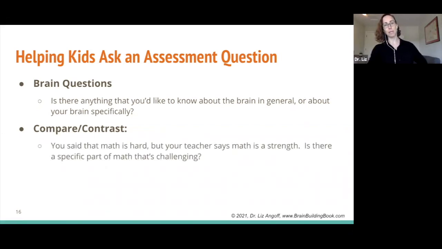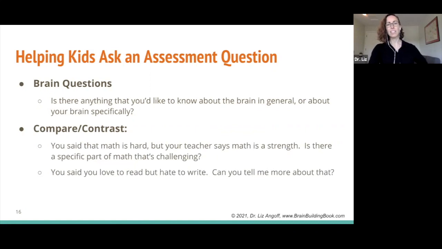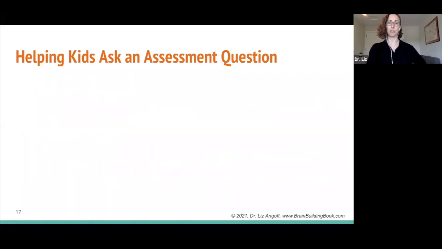So an example would be, you're saying math is hard, but your teacher actually told me math is a strength. Is there some part of math that's challenging? And then that can be the question. Why are math facts so challenging when the rest of math is easy? You said you love to read but hate to write. Can you tell me more about that? And then there's any number of questions in there, but it could just be, why do I love to read and hate to write? That would be a great assessment question.